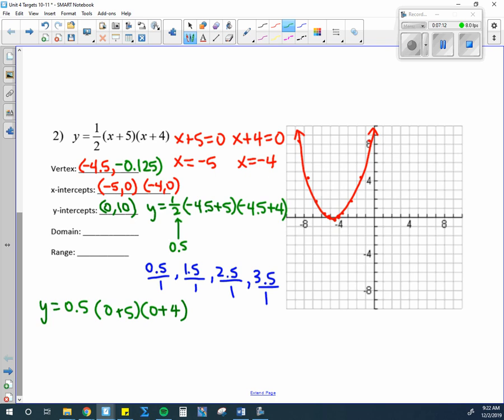You'll notice on my domain, again, it's going to span all numbers. So my domain is all real numbers for x. For my range, again, I'm looking at the y value of my vertex. So the y value of that vertex was negative 0.125, and then it goes up forever. So its y is greater than or equal to negative 0.125. Or if you write in interval notation, it would be bracket negative 0.125 to infinity.